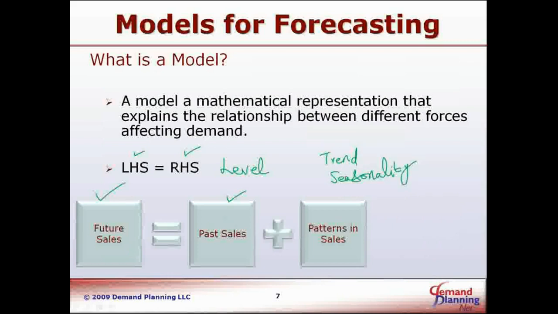Okay, different forces affecting demand. So typically, left-hand side equals right-hand side, right? That's the two sides of the equation, and that's a model. So a model is nothing but a mathematical equation, right? In our case, a forecasting model says left-hand side is always future sales for the item, product, brand. Right-hand side is past sales, which is an average of the past history of observations, and this is called the level component.